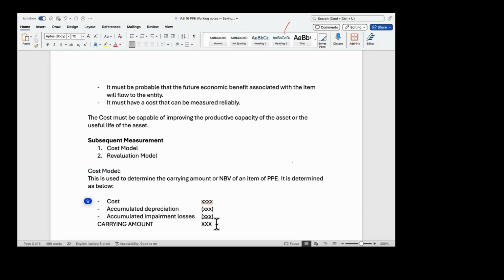And basically, when I say subsequent measurements, we mean the value of the asset at the end of the year. And the value of an asset at the end of the year, or to be specific, a PPE, we call it carrying amount. I want you to get used to either carrying amount or carrying value. And there are two ways of determining this carrying amount or carrying value. It's either you use the cost model or the revaluation model. I'm still on the cost model. And the cost model is simply your cost minus accumulated depreciation minus accumulated impairment losses.